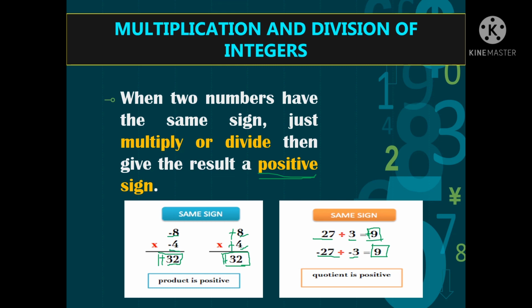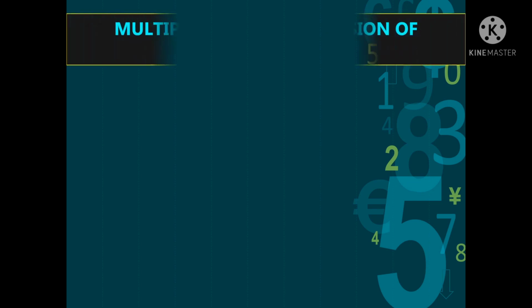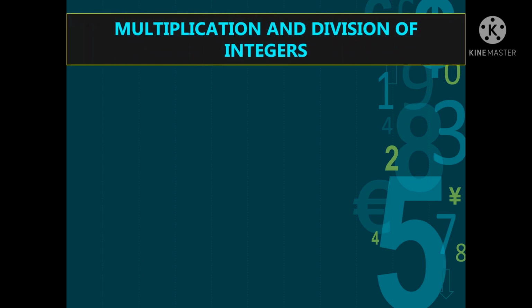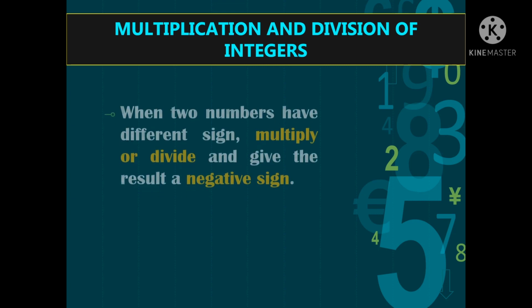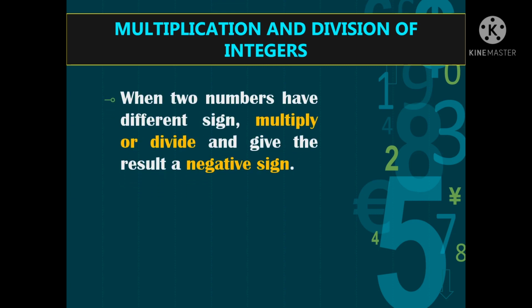And now let us proceed to case number 2. What if the two numbers have different signs? So when two numbers have different signs, multiply or divide and then give the result a negative sign.